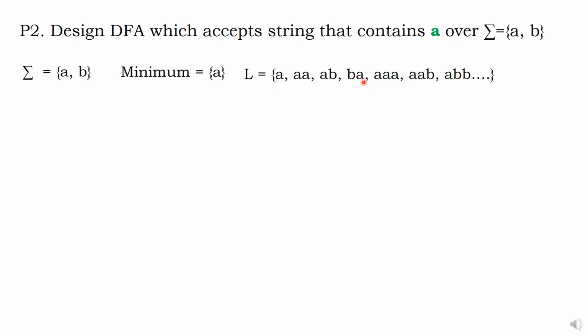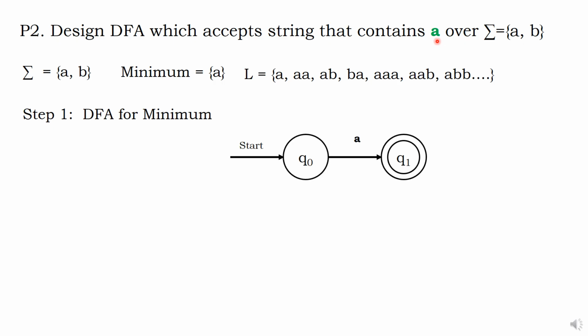What is step 1? Draw the minimum state diagram for your minimum requirement. If you need only one letter A, there should be an initial state Q0 and a final state Q1 for the given A. That is called a DFA for the minimum. So step 1 says, what is the diagram for the minimum requirement? The minimum requirement is A: Q0, A, Q1. If the minimum requirement is A, B, we would go to Q2. You draw that much if it is enough.